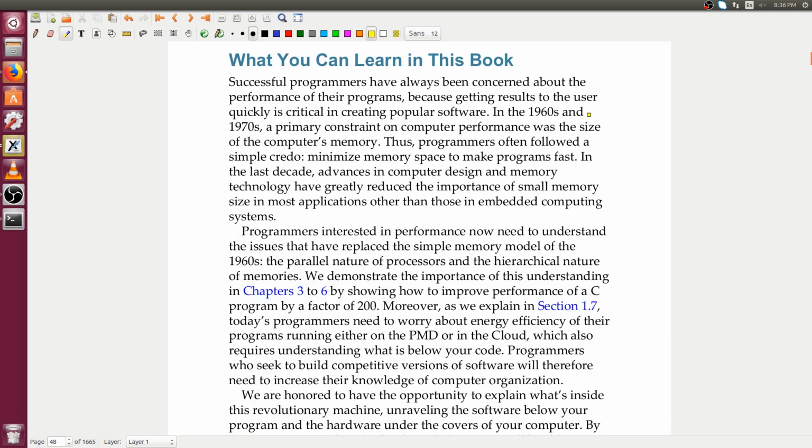In the 60s and 70s, the constraint on computer performance was the size of the computer's memory. So what we wanted to do back then was minimize memory space to make programs fast. In the last decade, advances in computer design and memory technology have greatly reduced the importance of small memory size in most applications other than those in embedded computing systems.